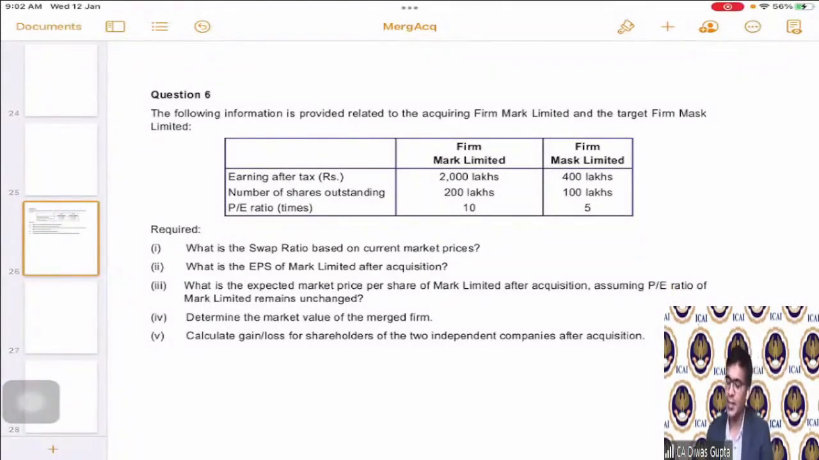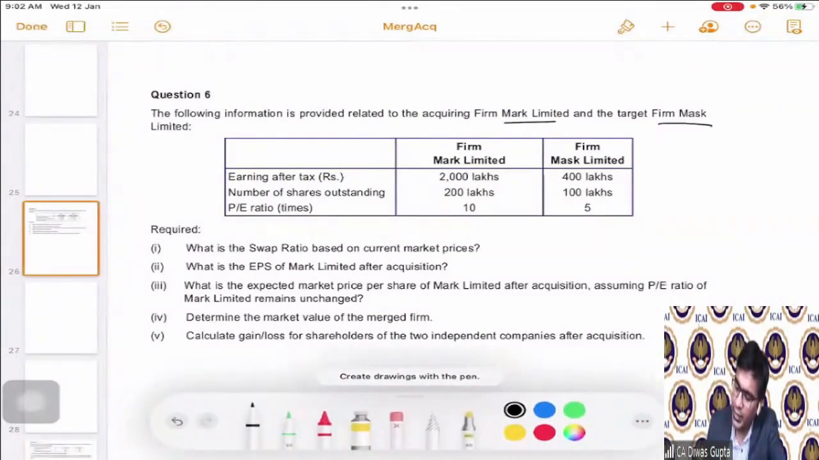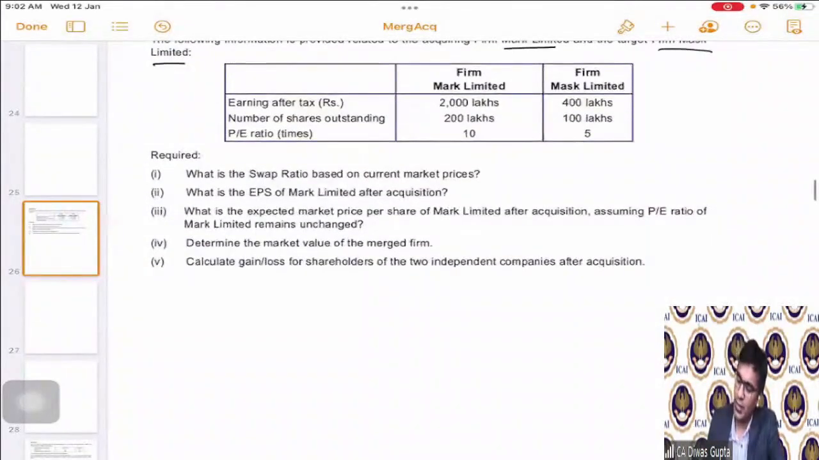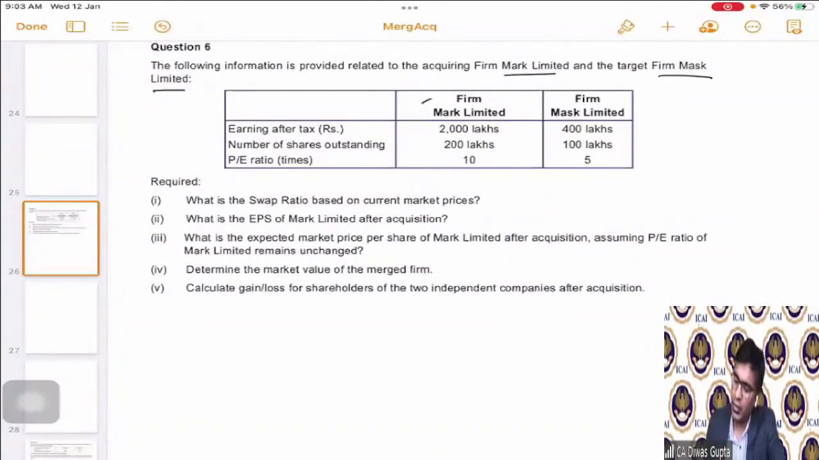Now, question number 6 says the following information is provided related to the acquiring firm Mark Limited and the target firm Mask Limited. Okay, there is an acquiring firm called Mark Limited and there is a target firm called Mask Limited. Now, don't get confused in the names. The acquiring company is given first, the target company is given later. They have given earnings after tax, number of shares, and PE ratio. All things they have given.